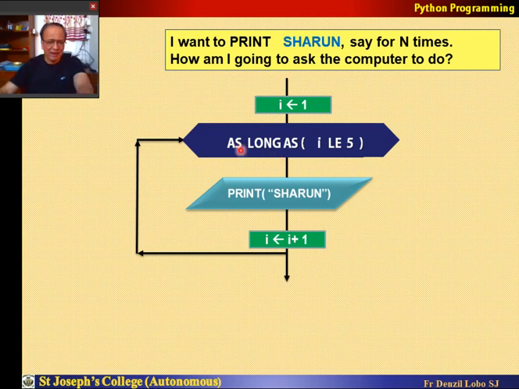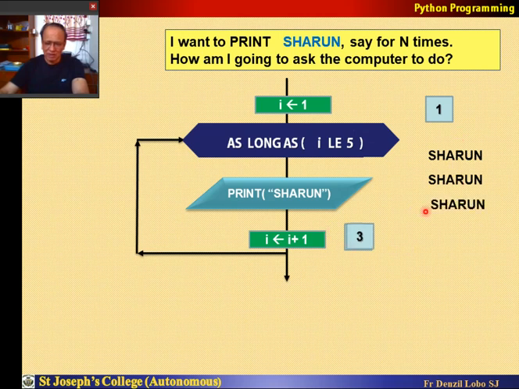This is again in English, as long as I is less than or equal to 5. So for example, I is equal to 1, Sharon, then I becomes 2, second time it prints, I becomes 3, third time it prints, I becomes 4, fourth time it prints, I becomes 5, fifth time it prints, then I becomes 6. This is not true, therefore it will come out of the loop. So this is how we do that.